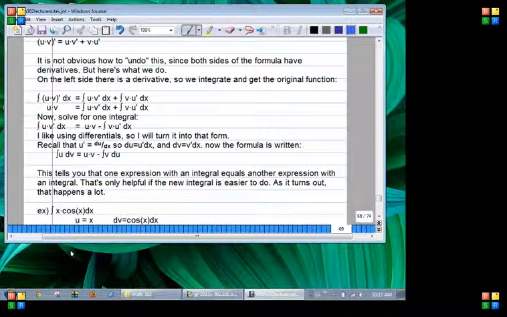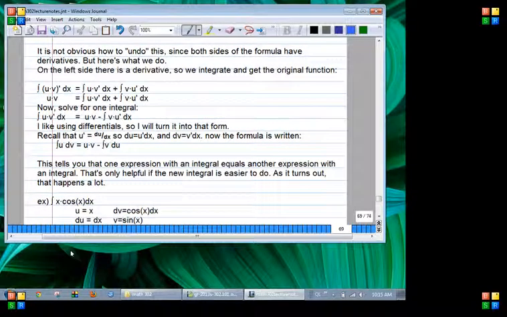This integral looks like, from our previous formula, the integral of u dv. So I'm going to choose u to be x and dv to be the rest, which is cos x dx. Now notice that for the rest of the formula, I need not only u, I need to say what du is. And not only do I need dv, I need to say what v is. So if u is x, then du is dx. And if dv is cos x dx, then v is sine x.